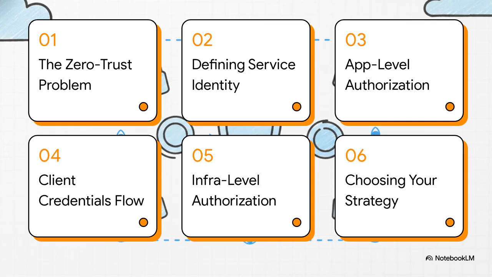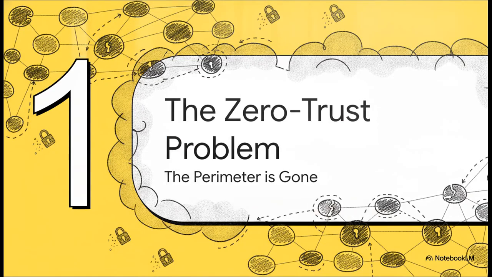Here is our roadmap for today. We'll start with the zero-trust problem, then define service identity, look at application-level authorization, explore the client credentials flow, move on to infrastructure-level authorization, and finally, how to choose your strategy. Kicking things off with Section 1.